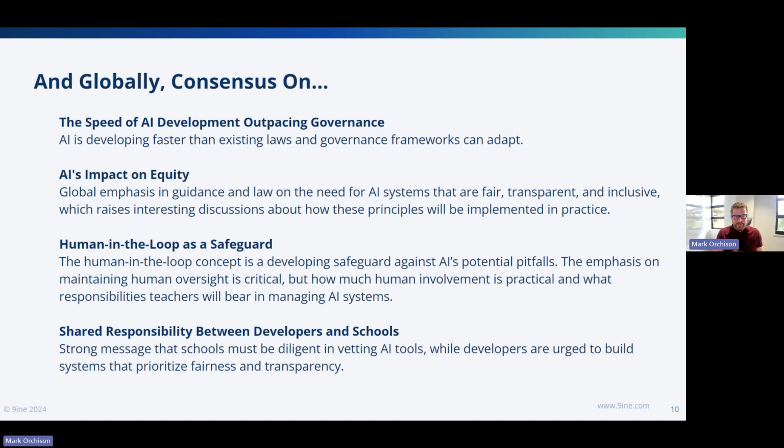It's certainly not an IT job, right, to be intervening and looking at what it's doing from a pedagogy perspective, because it is around pedagogy rather than technical IT stuff. And you have this shared responsibility here between developers and schools.